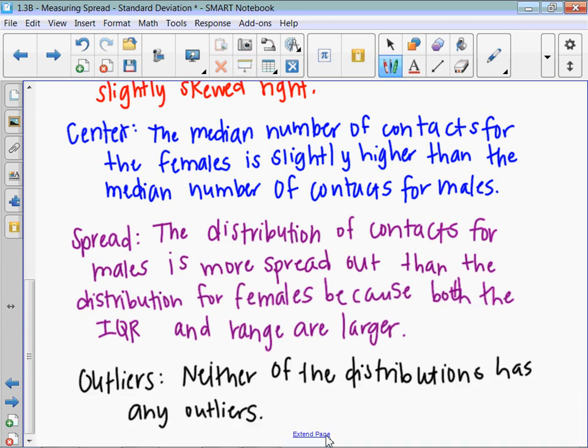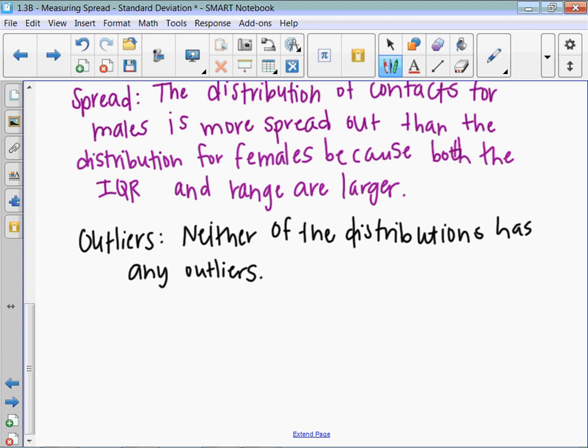And outliers, you actually need to check for them with your formulas, which is, I know, a lot of work, but neither has outliers.